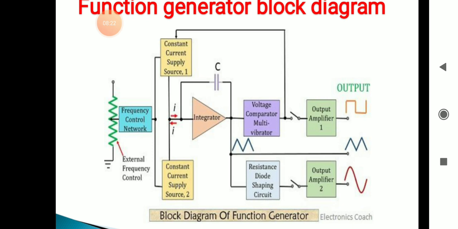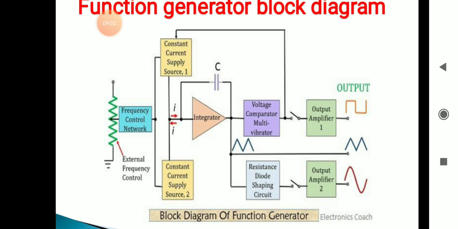Next, we use one more network, the resistance diode sweeping circuit, a resistor diode network which converts a triangular waveform into a sine waveform. This is the function of the resistance diode sweeping network. The output amplifiers are complementary symmetry class AB power amplifiers having low output impedance. Therefore, three functions, sine, square and triangular, are available simultaneously at the output. You can observe in the diagram: output amplifier 1, output amplifier 2. It may be sine, square or triangular.